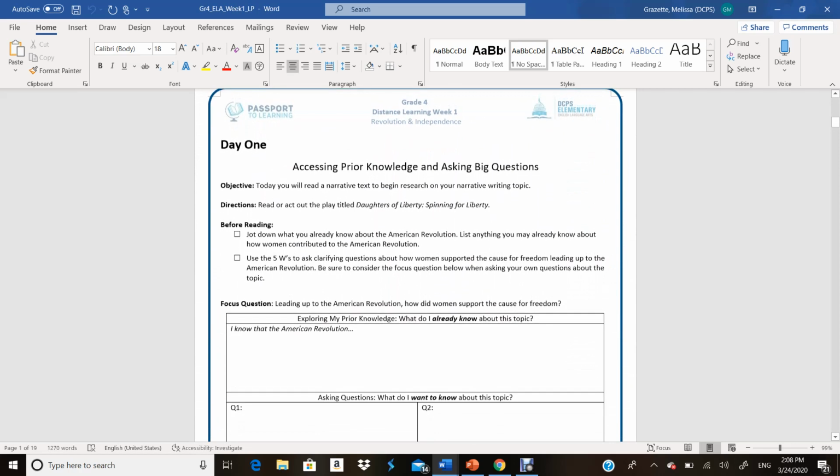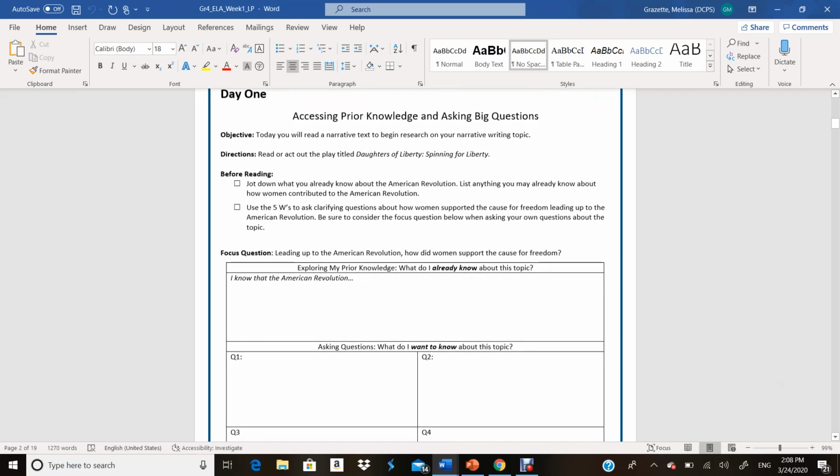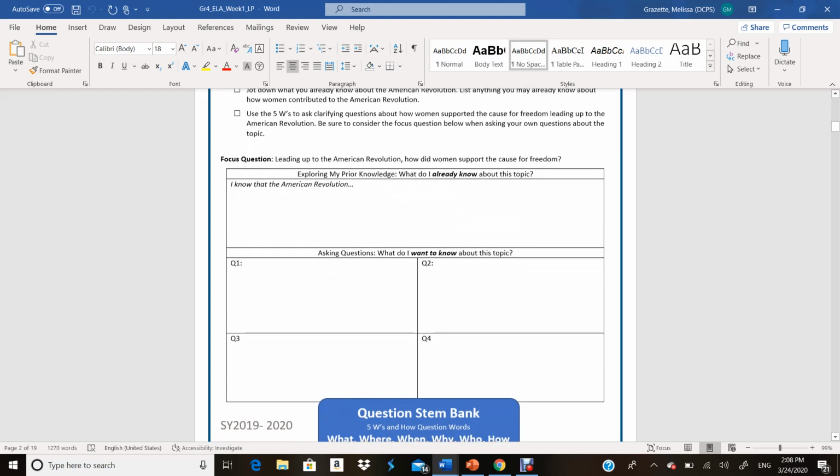So, day one, accessing prior knowledge and asking big questions. Basically, all it's asking you to do here is think about what you already know and ask big questions. The focus question: leading up to the American Revolution, how did women support the cause for freedom? So, exploring my prior knowledge. What do I already know about this topic?